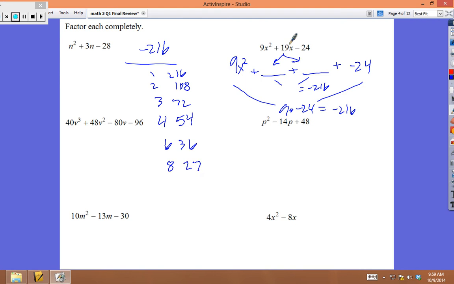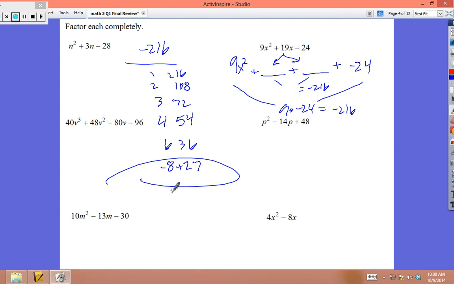Okay, I need to make a 19. I'm going to subtract because one of them is positive, one of them is negative, and I think we can do it with 8 and a 27. So it needs to be a positive 19. So that means I've got more positives than I do negatives. A negative 8 times 27 is a negative 216, but a negative 8 plus 27 is positive 19. So there we go.